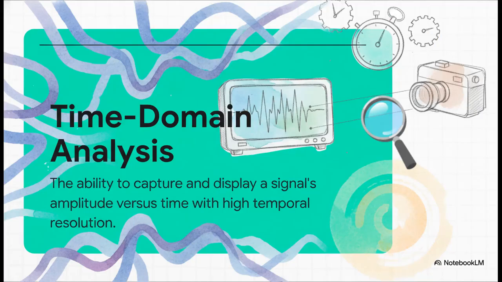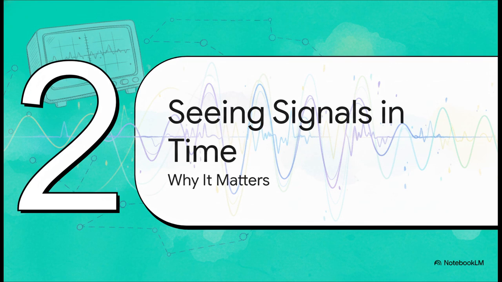Basically, what we're talking about with time domain analysis is seeing a signal's voltage wiggle up and down over time with just incredible precision. It's like having a super high-speed camera for electricity, capturing every single little fluctuation. Okay, fine, it's a different perspective. But why should you care? Why does this matter so much for hunting down RFI?